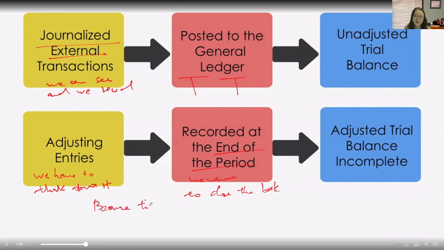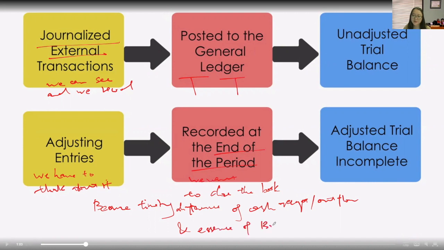And this is because of what? Because of the timing difference of cash receipts or outflow, and the essence of the business transaction. Okay, and once we record these entries, we want to do the adjusted trial balance, right? But still, it's incomplete.